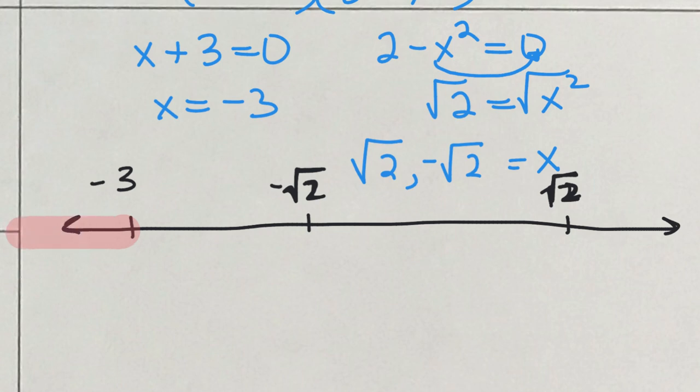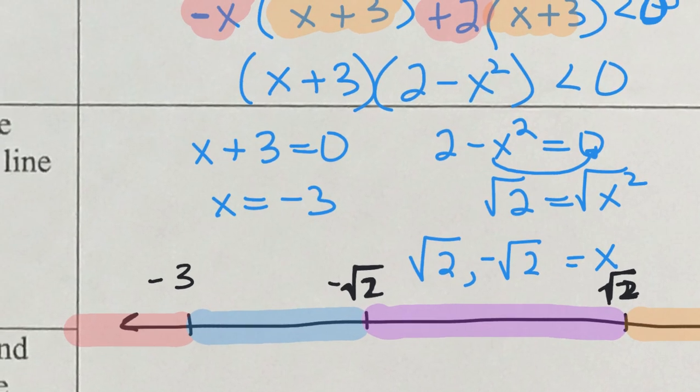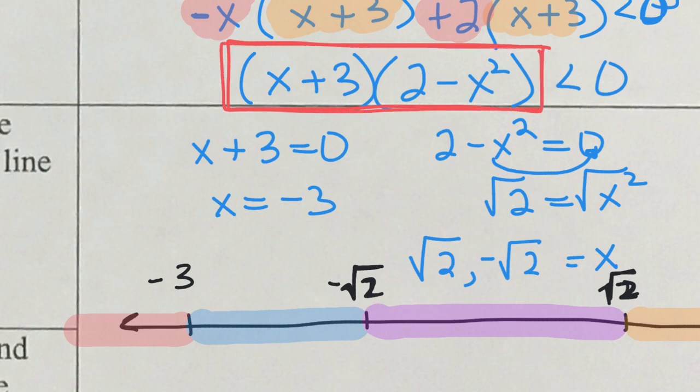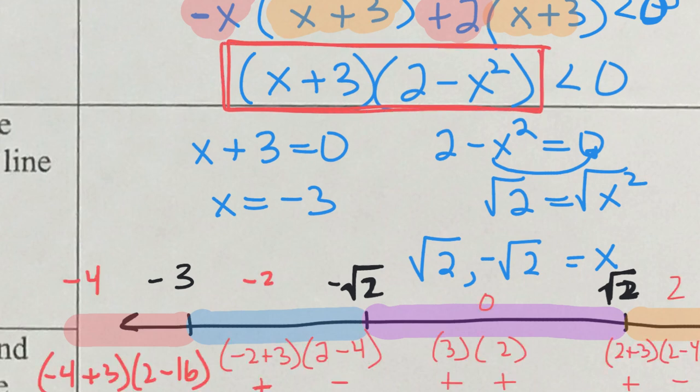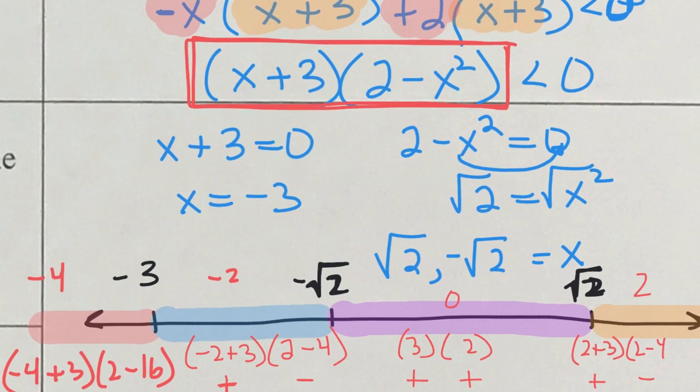We have everything less than negative 3. We have between negative 3 and negative root 2. We have between negative root 2 and positive root 2. And we have everything to the right of positive root 2. Okay, so pick some numbers on that interval, plug them into this factored form, and see if we get positive numbers or negative numbers. So there's our analysis, right, when we plug it in.